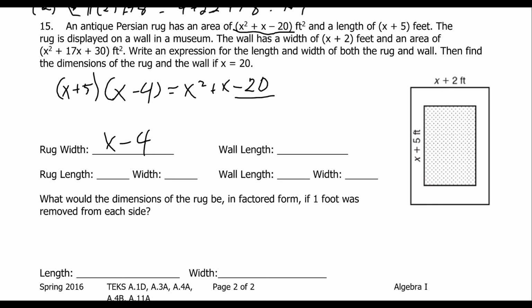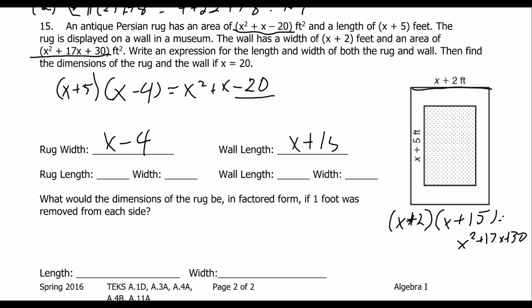So, the wall length, we know that the width of it is x plus 2. We know that the area is x squared plus 17x plus 30. So what we need to do is go x plus 2 times something equals x squared plus 17x plus 30. So what times 2 will give me positive 30? Well, 15. So that's going to be x plus 15.